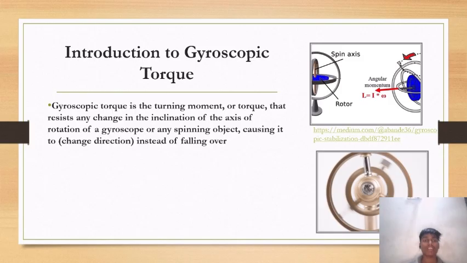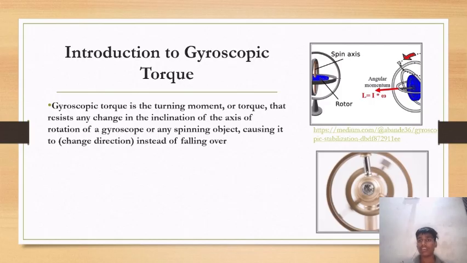Introduction to gyroscopic torque. In short, a gyroscopic torque is a turning moment or torque that resists any change in the inclination of the axis of rotation of a gyroscope or a spinning object, causing it to change direction instead of falling over. As we can see in the diagram, it is a turning moment or torque that can change the inclination of an axis, so that a spinning object can be balanced and stay safe from changing direction or falling over. Let's move to the next slide.